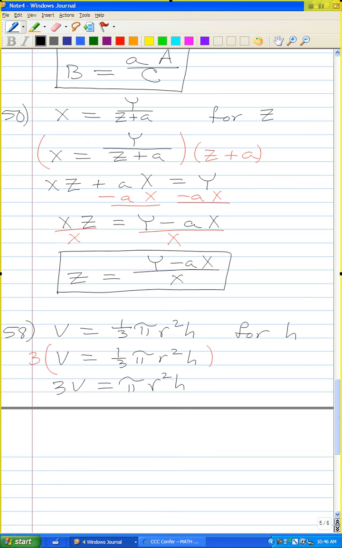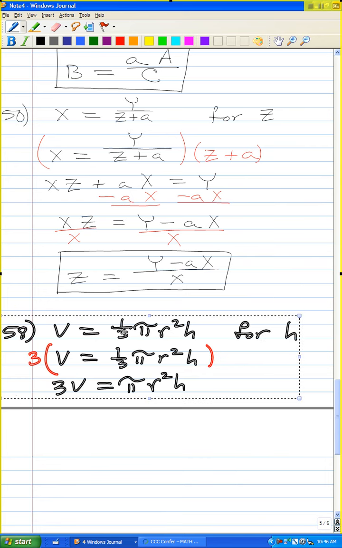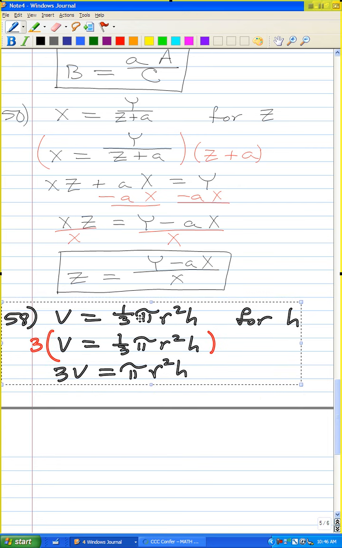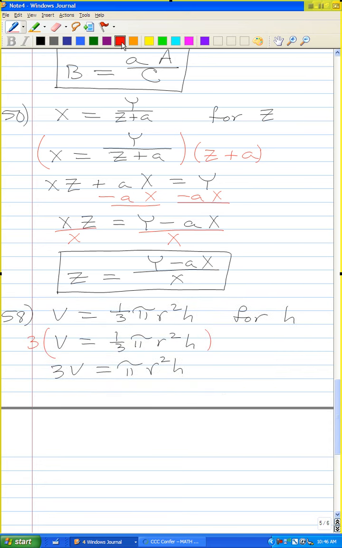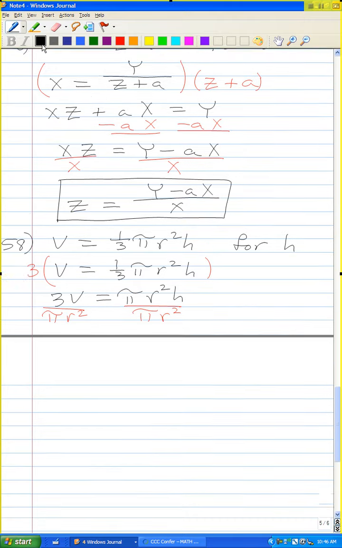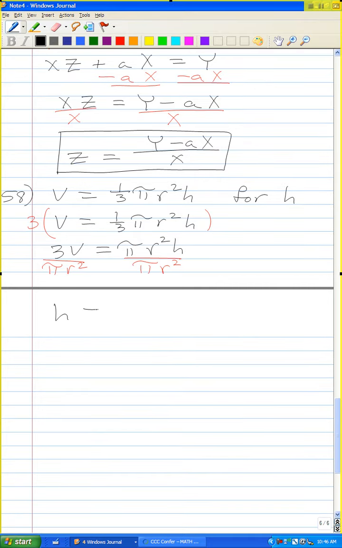Let me divide both sides of my equation by pi r squared in order to solve for h. And so I have that h is equal to, notice the pi r squareds cancel, 3V over pi r squared. And that is your answer.